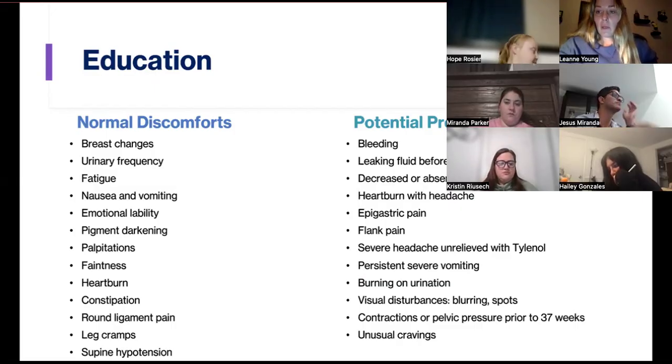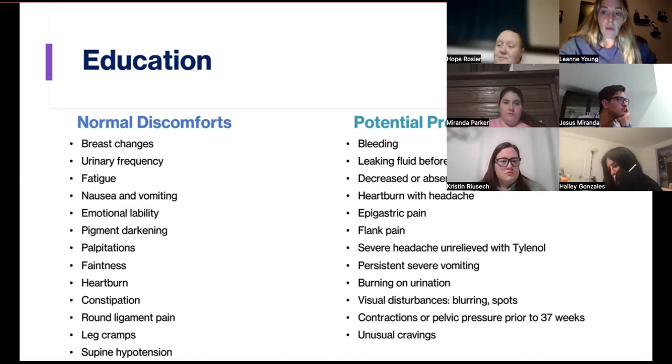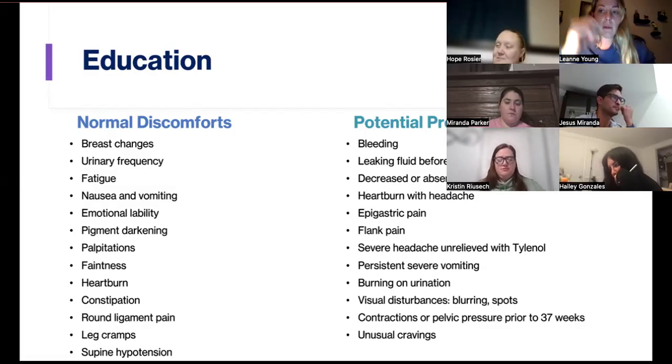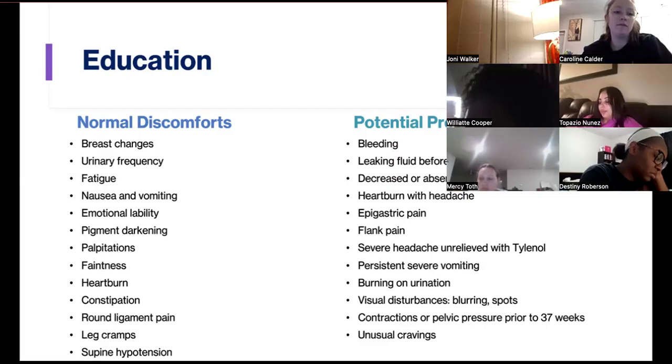With bleeding, we're not only worried about miscarriage, but we can also be worried about placenta previa, which is what happens when the placenta develops over the cervical opening. We could also be worried about placental abruption, uterine rupture. There's lots of things that we're worried about whenever moms complain of bleeding.